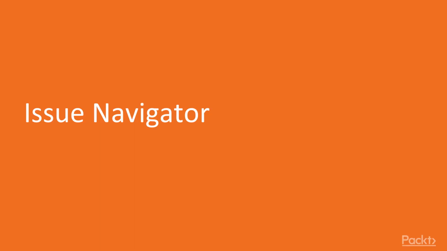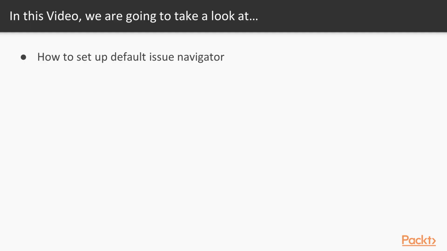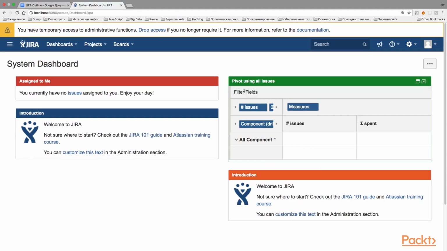Issue Navigator. In this tutorial, you're going to learn how to set up the default Issue Navigator. Let's have a look at the Issue Navigator, which is a tool that allows you to browse through all your issues. For this purpose, we need to have at least one project and a few issues in it. If you don't have any, just create them.